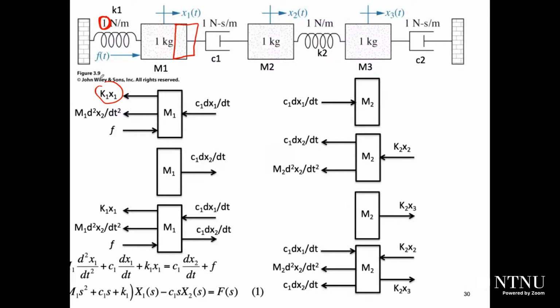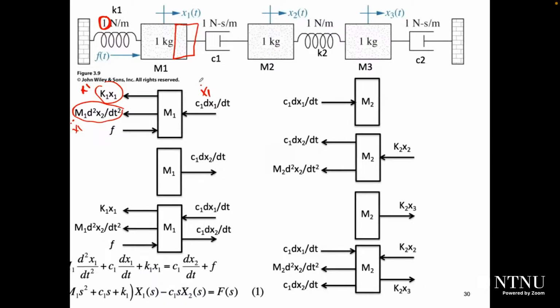We will have here m1. It will generate a force proportional to the acceleration of m1, so it will be m1, which is 1 kilo, multiplied by x1 double dot. We have the force acting to the left, and also this damper will generate a force proportional to the speed of m1, so it will be c multiplied by v1, or you can say c here equals 1, in fact, so it will be just x1 dot.